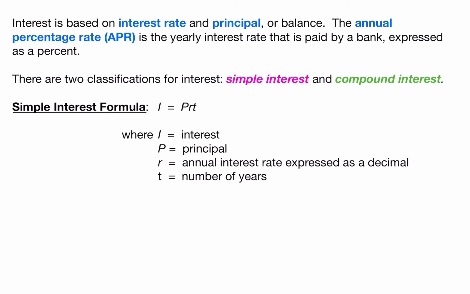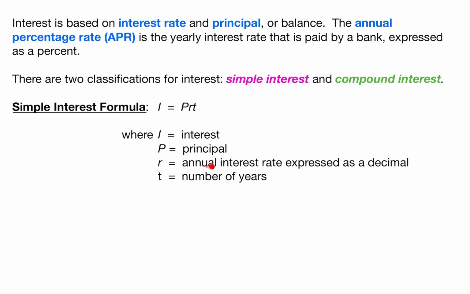Now, there are two classifications of interest. One is called simple interest, which is what we will cover in this lesson. You should also be aware that there's another classification, called compound interest, and I will cover that in a different video. For the sake of learning the simple interest formula, it is defined as I = PRT, where I is the interest amount that you earn, P is the principal or the initial money that you put in, R is the annual interest rate.